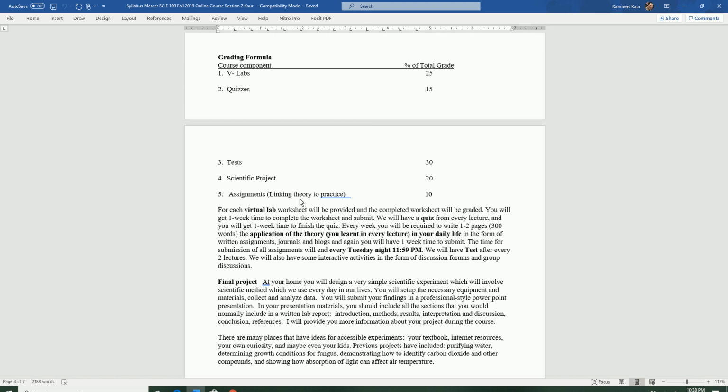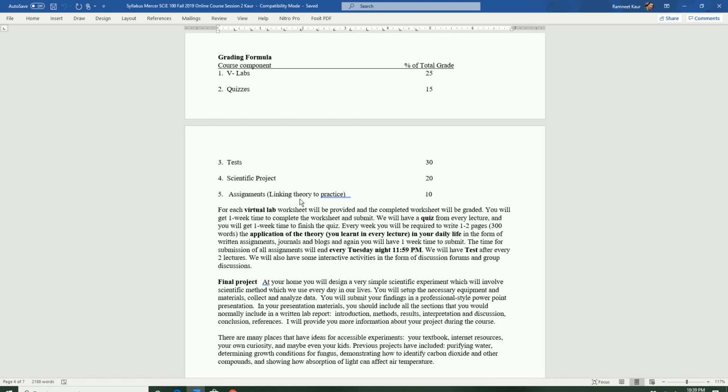This assignment is called the linking theory to practice assignment. What does this mean? Whatever content you learn every week in the lecture, you are going to relate those topics to your daily life. Suppose we learn about science, that's the topic of the week. You're going to relate how science is important in your life. If you talk about DNA and DNA technology, then you have to write about how DNA technology is relevant to your life. If you're learning about acids and bases, what is the significance of acids in your daily life? This is the way we are trying to connect theory to practice, okay.